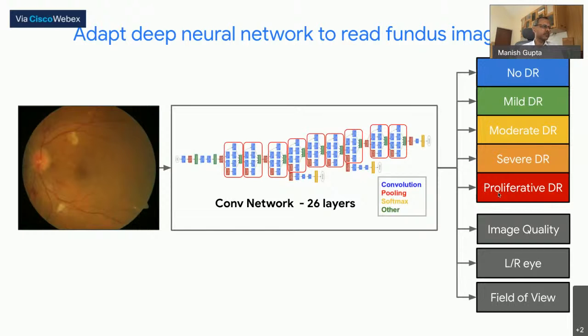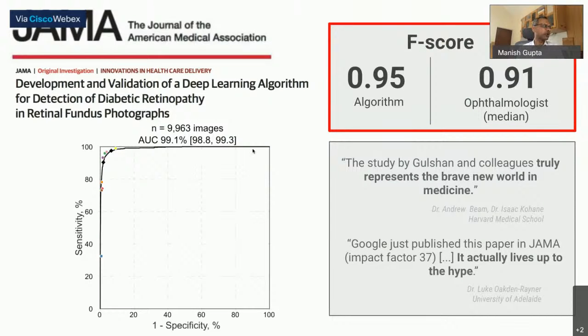This team then published a paper in the well-known medical journal JAMA in 2016, where they showed results that were comparable to that of a general ophthalmologist. And this paper received a lot of praise from the medical community.